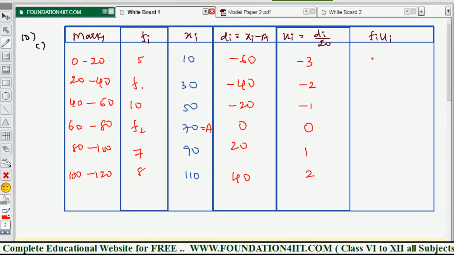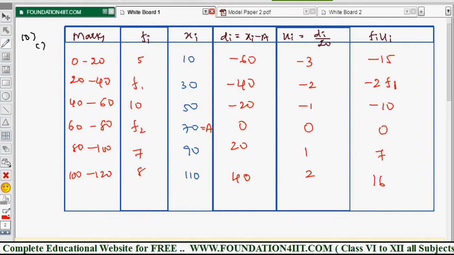So fi is the frequency, ui, both you can multiply. So 5 into minus 3 is minus 15, minus 2 F1, sorry F1 it is, and minus 10, 0, 7, 16. So which is F2, that I assume. So F2 into 0 is 0.